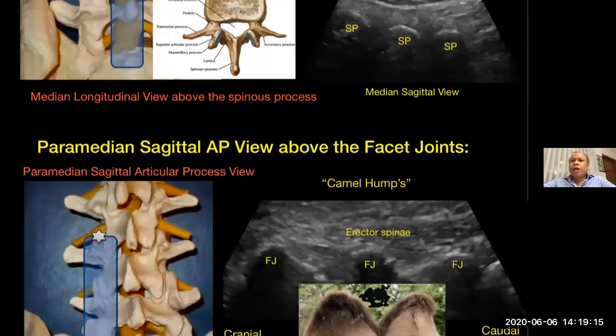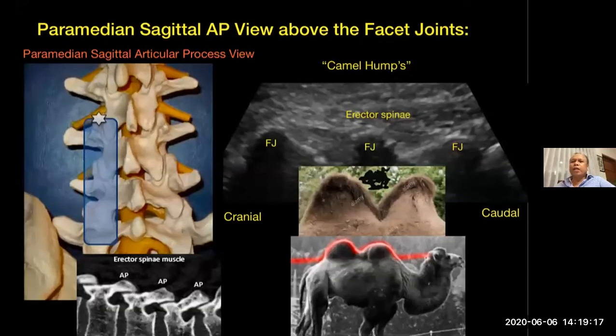Also, another pattern that we see here is that when we look at the longitudinal view, which we call the Paramedian Sagittal AP view, we would be able to see the facet joints here. And this is characterized as a camel hump. So the pattern looks like the hump of a camel's back. So I'm sure for our colleagues from Egypt, this is very easy for you to understand. But for us who haven't seen a camel yet, it might take a while before we can figure this out.